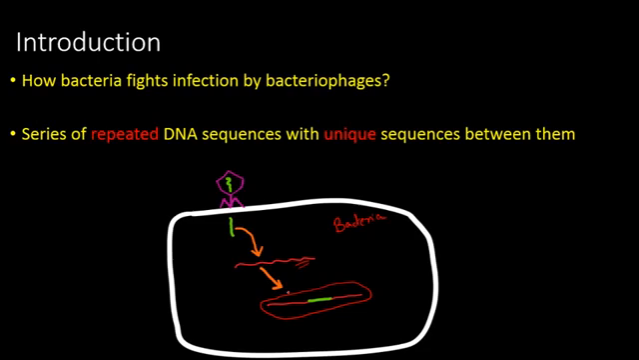Now, it was seen that some of the bacteria can resist the infection by such bacteriophages or viruses. So basically the whole CRISPR came up with a question, a basic question: how is a bacteria able to fight, or how are some of the bacteria able to fight these viruses?